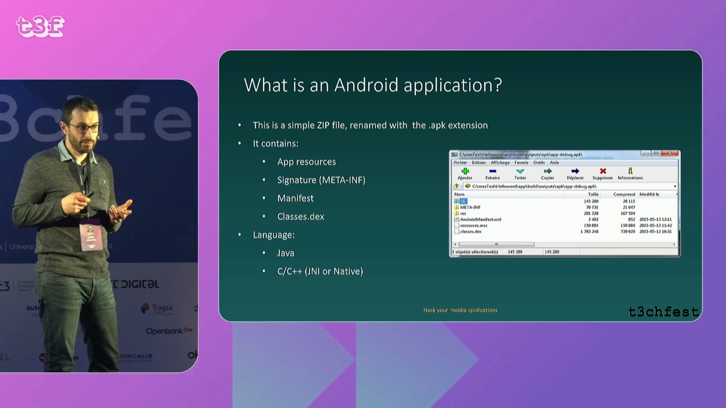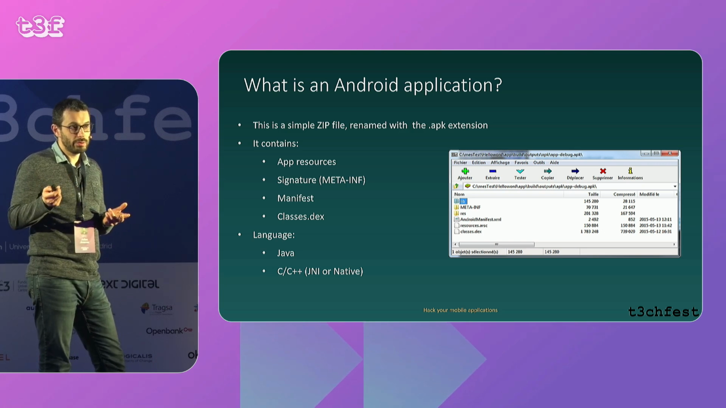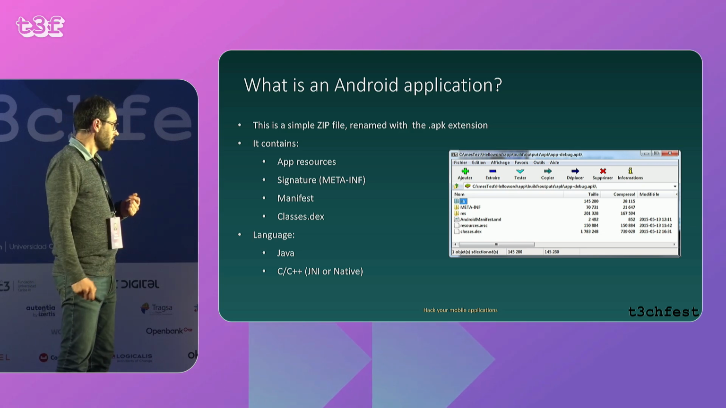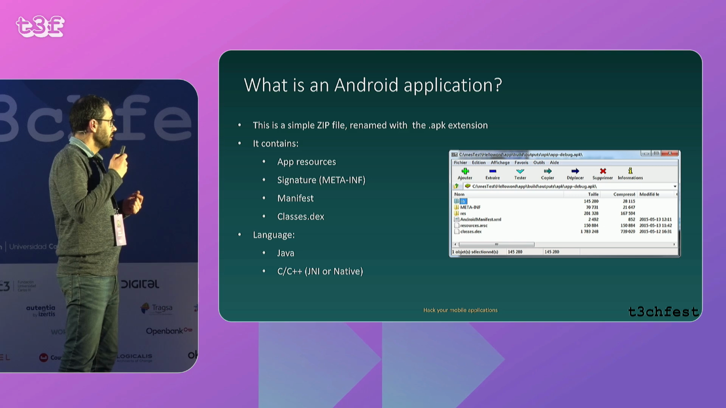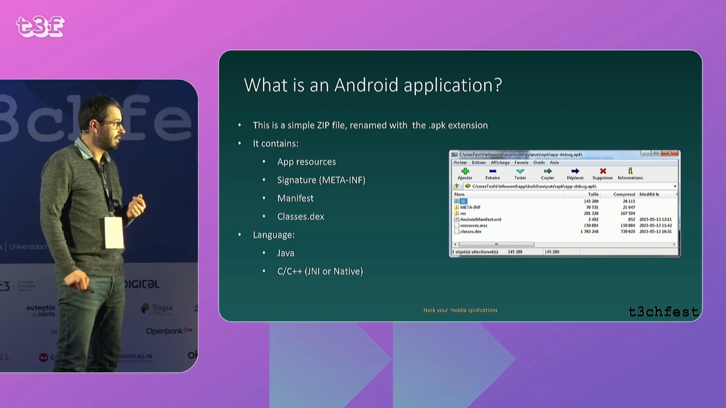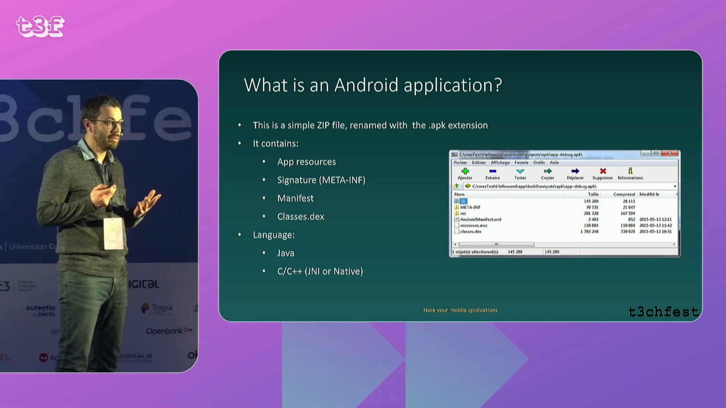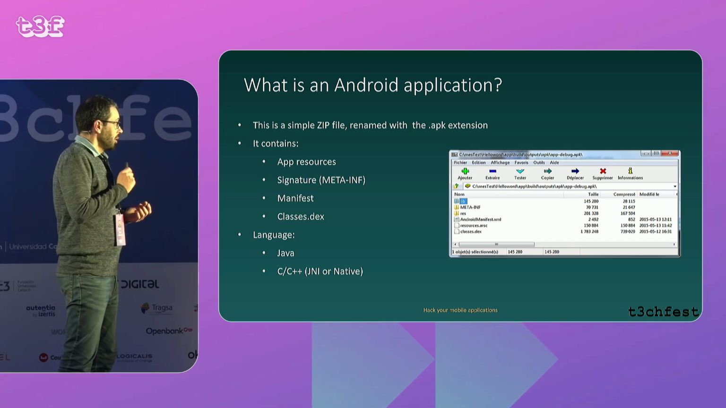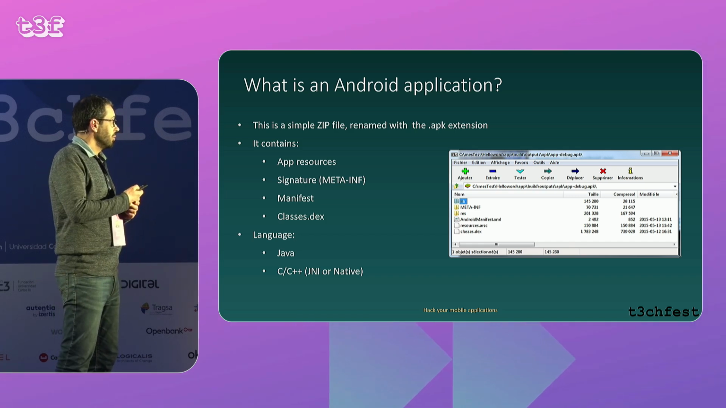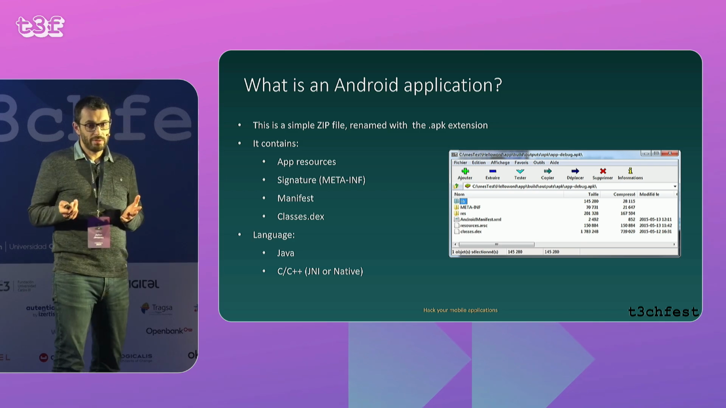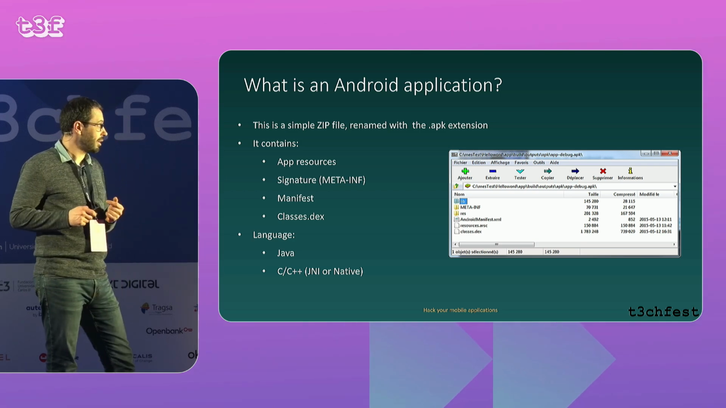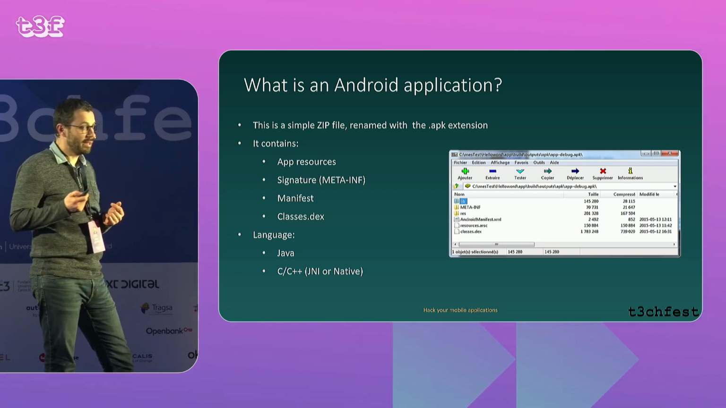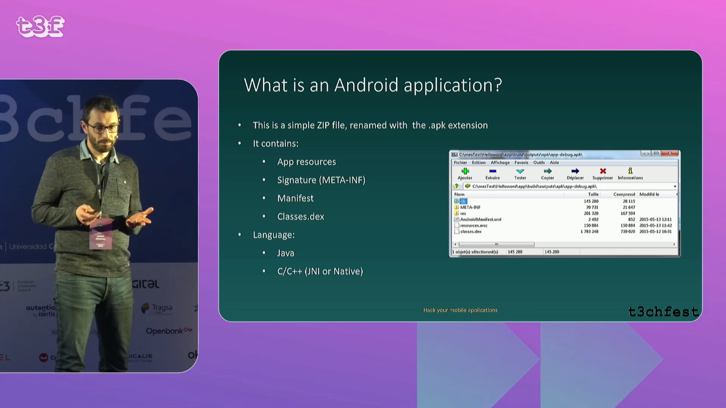You know that this file is used to configure some permissions, etc. And what's interesting, classes.dex, where is the source code of my application. So here, this is an Android application written in Java. So we will have in the classes.dex the Java source code.